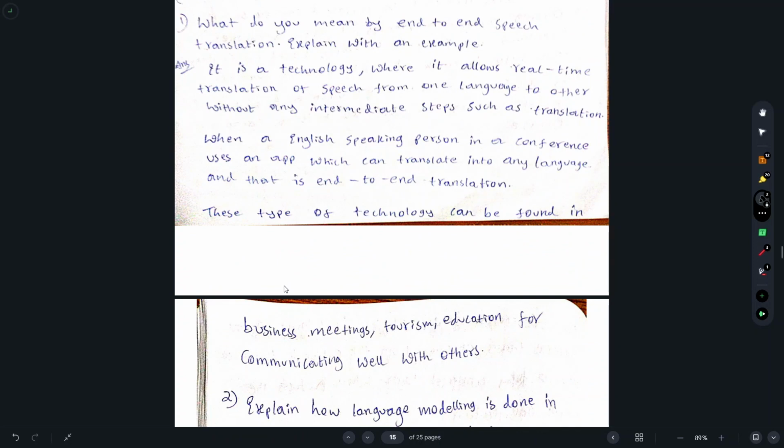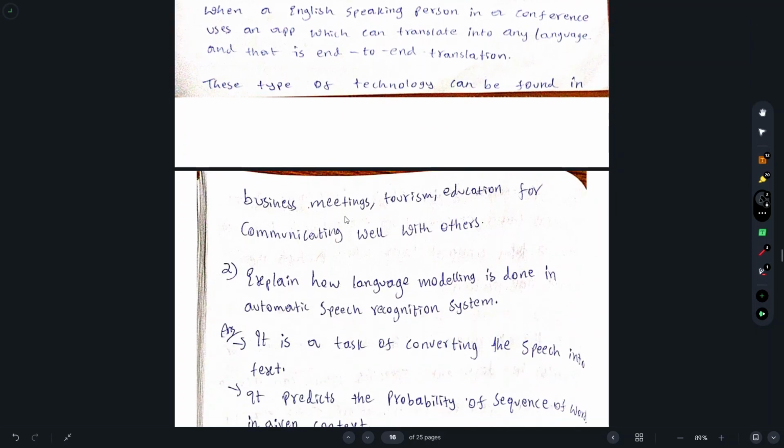So end-to-end speech translation is nothing but, with the help of an application or an algorithm, we can convert the speech of one language into another language. This type of technology can be found in business meetings, tourism, education, and all those places.